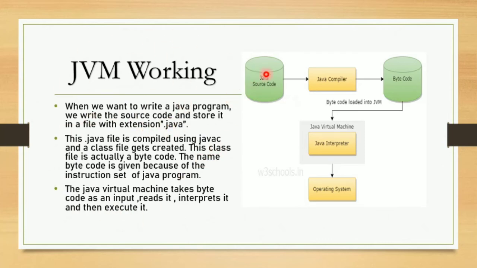It is a really simple thing, guys. The Java source code will be compiled and create the bytecode. Then the bytecode is taken as input by the Java virtual machine and loaded into it. Then the Java interpreter will work, going to the operating system, and then execute it. So that is the idea behind the Java virtual machine working.